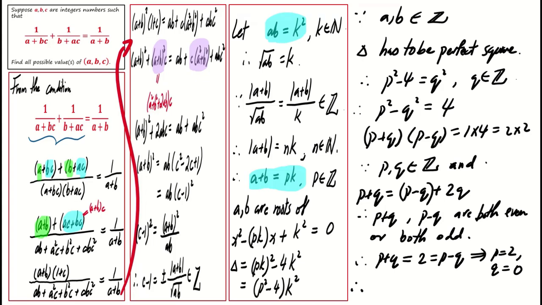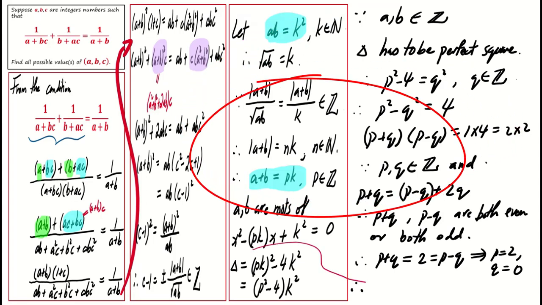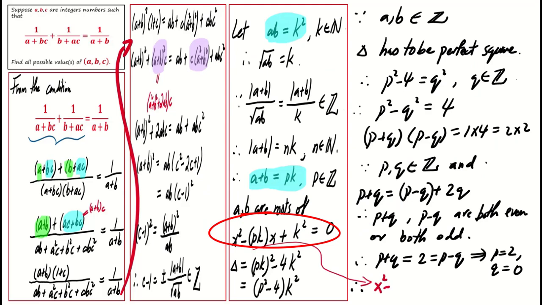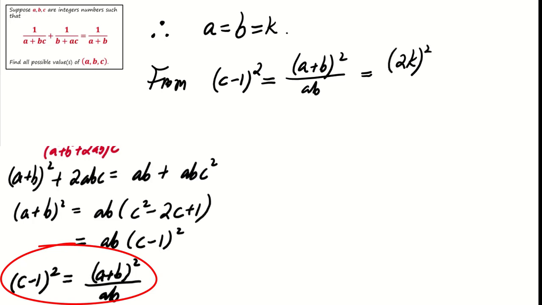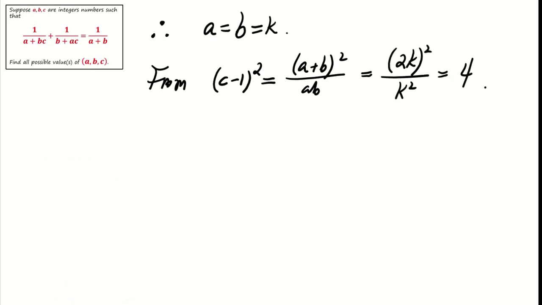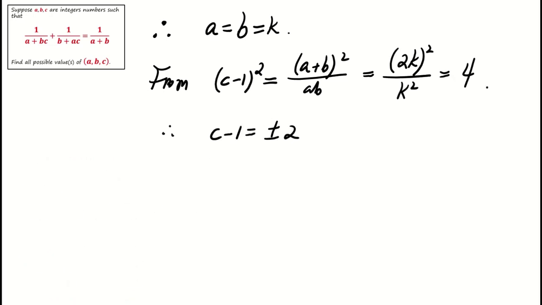Substituting p equals 2 into the previous quadratic equation, we get x squared minus 2kx plus k squared equals 0. Solving it, we obtain x equals k. So finally, we know that a must be equal to b. Using the relation we derived earlier, we find that c minus 1 squared equals 4. Hence, c is 3 or -1.